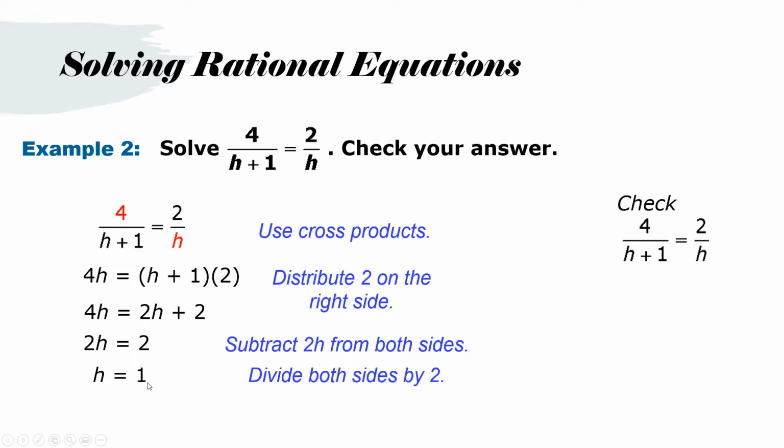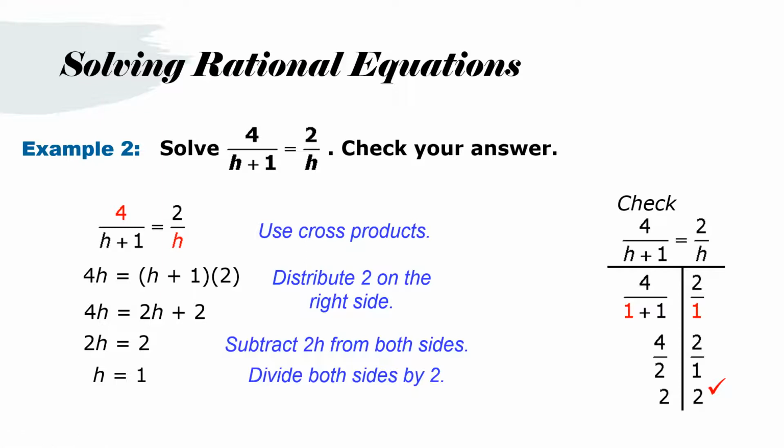Now let's try to check. Substitute 1 to h in both left side and right side. So here, 4 over 1 plus 1. 1 plus 1 equals 2. 4 divided by 2 is 2. What about here? 2 over 1, 2 divided by 1 equals 2. So the left side and the right side are equal. Therefore, we can say that 1 is the value of h.